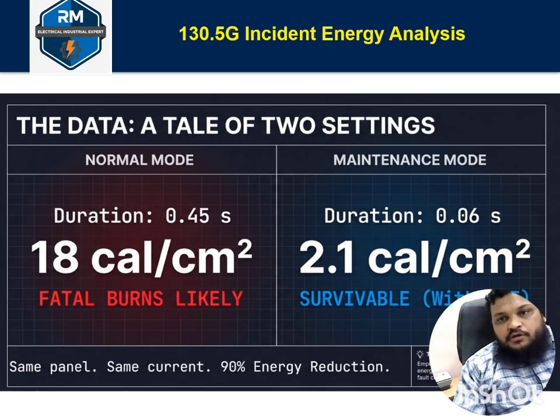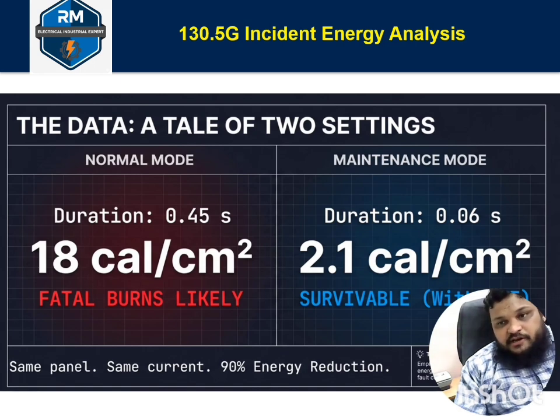There is also a summary table. When the duration is 0.45 seconds, the incident energy is 18 calories per centimeter square, which will clearly cause fatal burns. And when in maintenance mode with a duration of 0.06 seconds, the incident energy is around 2.1 calories per centimeter square. That is survivable if any unforeseen situation occurs. So on the same panel, the same equipment, and the same fault current, if we reduce the time, we reduce the incident energy by 90%.